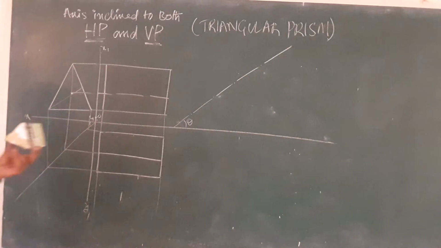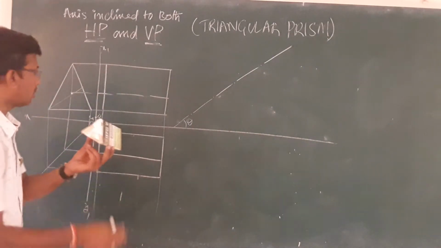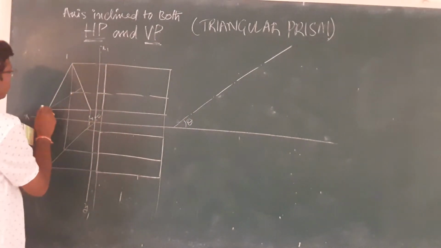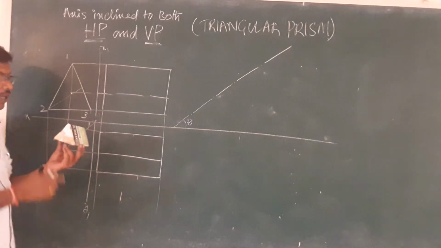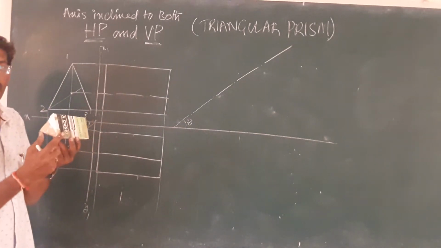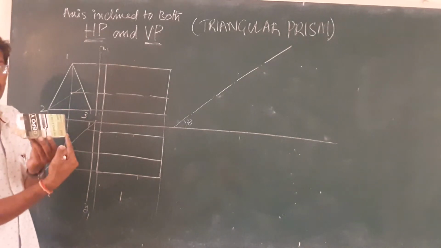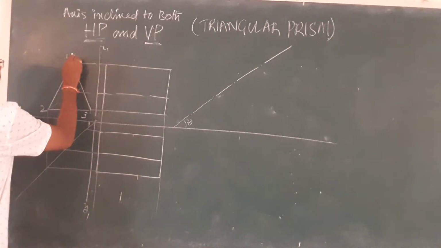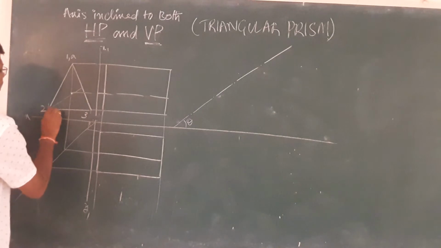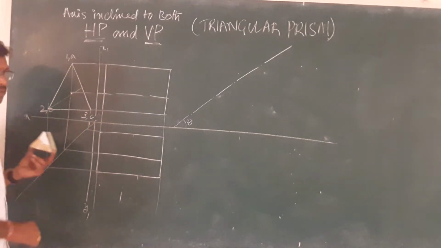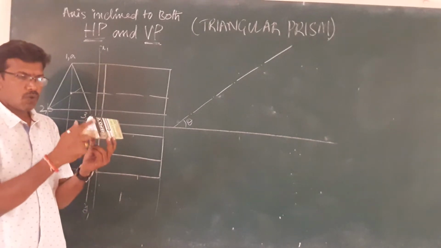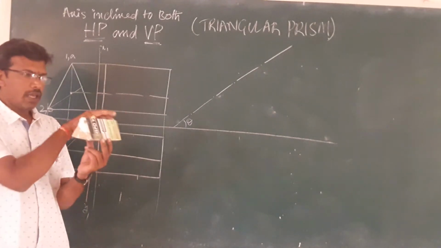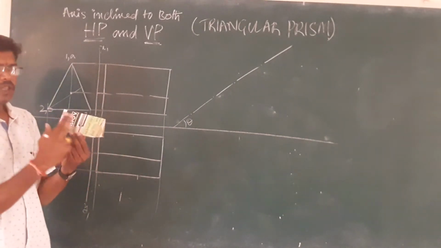Let me take, this is 1, 2, 3. So first one, what you are seeing. This is 1, this is 2, and this is 3. Okay, 1, 2, 3, and I will take A, B, C, that is back side. 1 comma A, 2 comma B, and 3 comma C. Okay, coming to the front view. So now this is 1, 2, 3, A, B, C. What will be the front view?